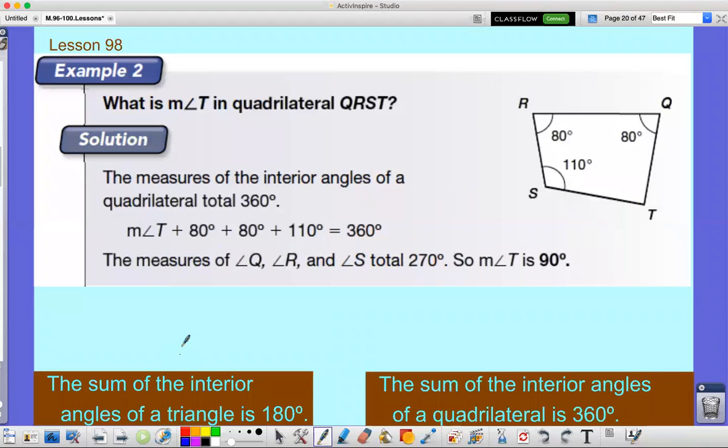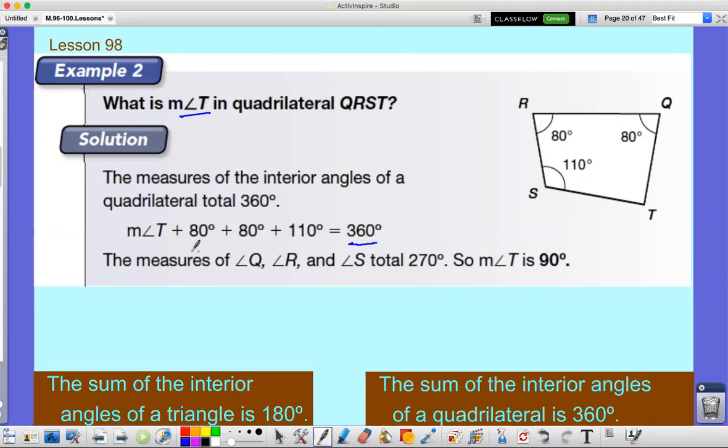Let's look at another example. What is the measure of angle T in this quadrilateral QRST? Well, it looks like we're given 3 of those angles already. This is a random quadrilateral, so it's not a regular one. It's not going to be simple enough to say that this equals that and this equals that sort of thing. But I do know that they all have to add up to 360.